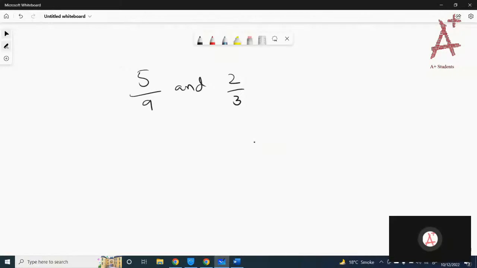Okay, so write the prime factors of 9 and 3. The prime factors of 9 are 3 times 3 and the prime factors of 3 are 1 times 3. So this is a common factor. Write it once and the other factors are 3 and 1. So it is 3 times 3 is 9. That means the least common denominator is 9. Got it?